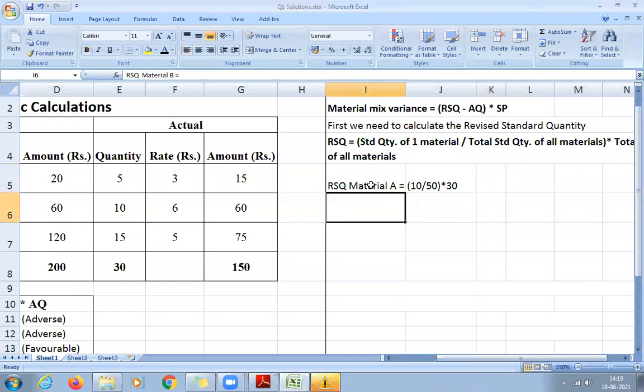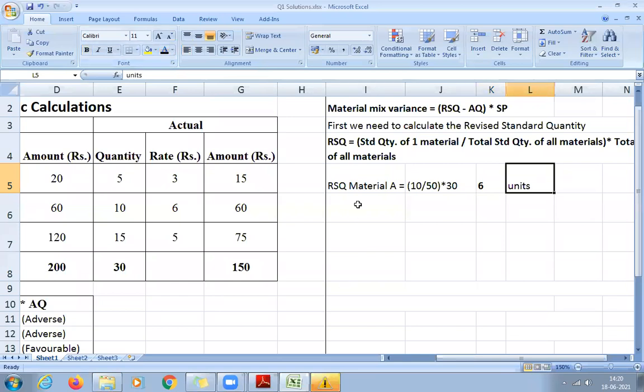Okay, so revised standard quantity we need to calculate by standard quantity of one material divided by total standard quantity of all material into total actual quantity of all material. So we got 10 divided by 50 into 30. So calculate how much you'll get. 6, sir. Yeah, so you'll get 6 units.